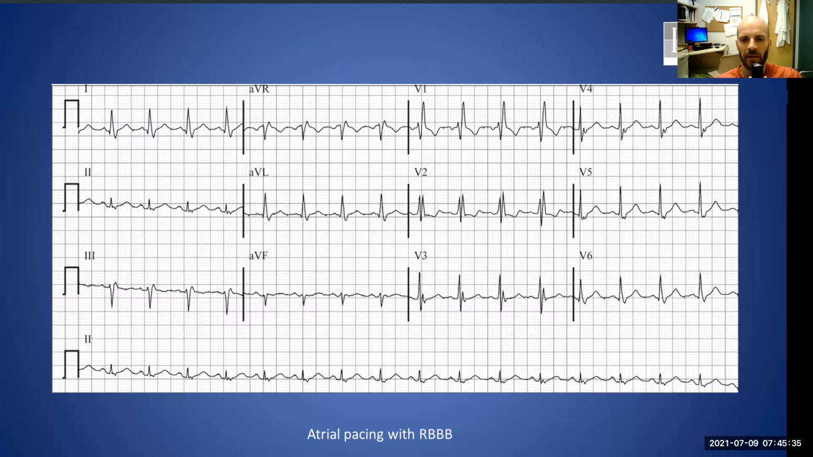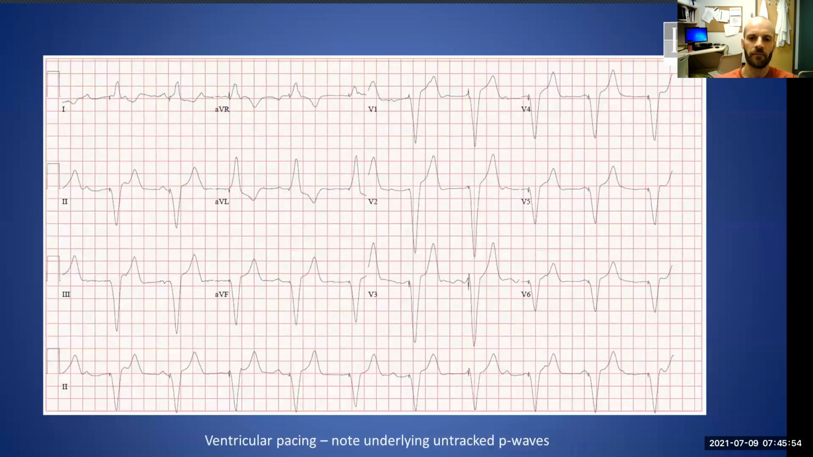Any questions about pacemakers or bundle branch blocks? Charlie, could you repeat how to distinguish and what bifascicular and trifascicular blocks are again? Yeah, absolutely.